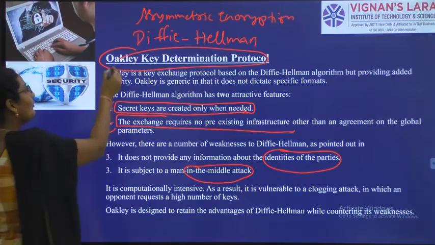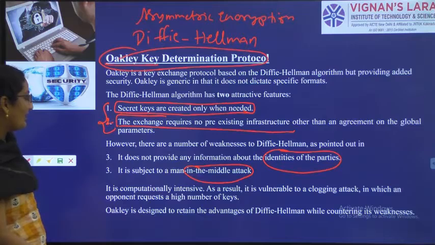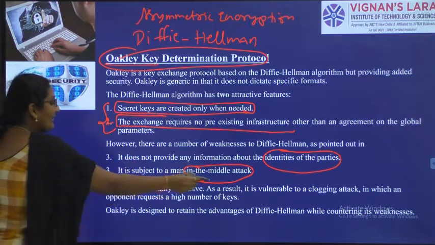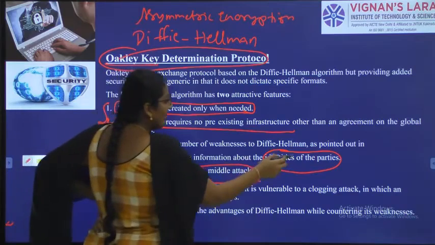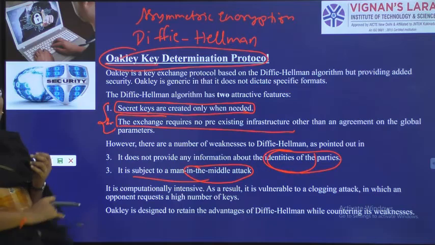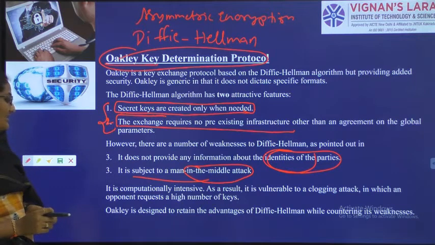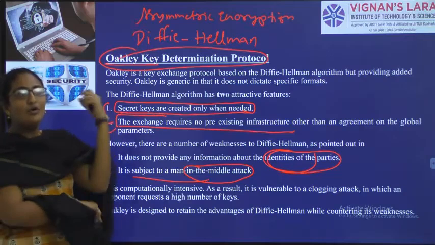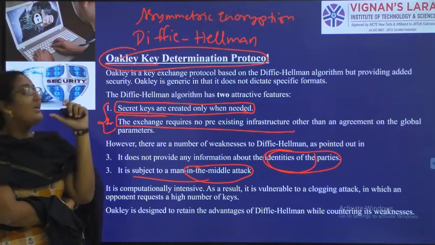So what are the disadvantages? Man in the middle attack is a disadvantage. It does not provide information about the identity of the party. Two advantages and two disadvantages we have in Diffie-Hellman. What are the advantages? Secret key is generated only whenever needed. Key exchange happens based on the agreement only. So these two are the advantages of Diffie-Hellman.